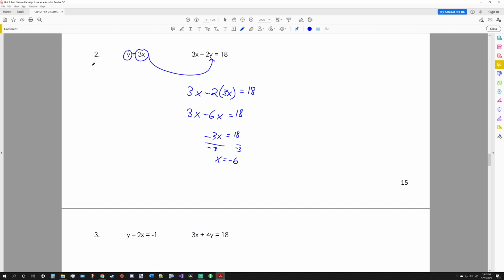So I come back over here, and now I have to figure out what y is equal to. I know y is equal to 3x, so I plug in my x value, and I see that y is negative 18. And so my answer here, making sure I go in the correct order, x first, so negative 6, and then negative 18, is my coordinate point. Okay?